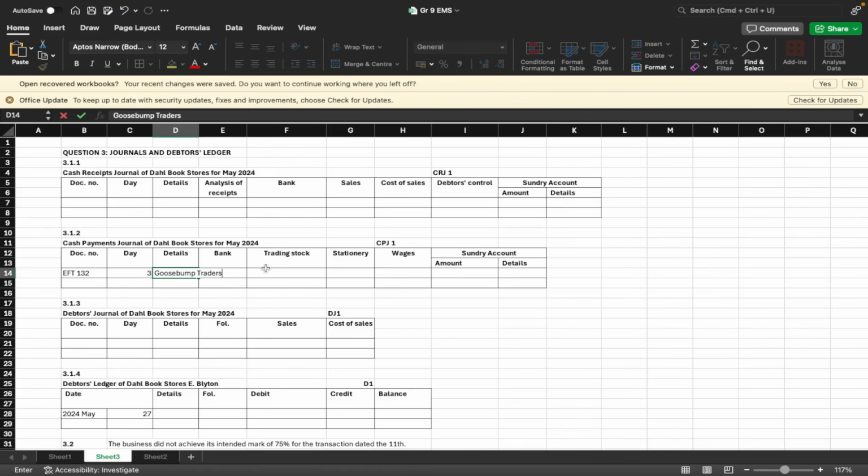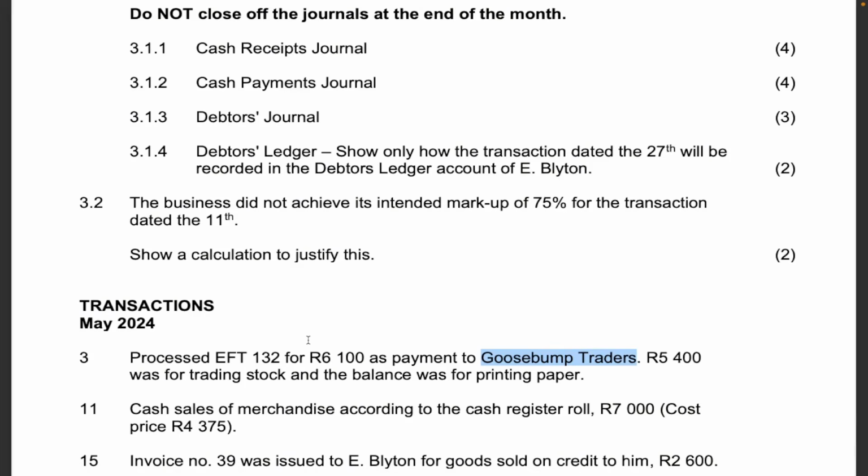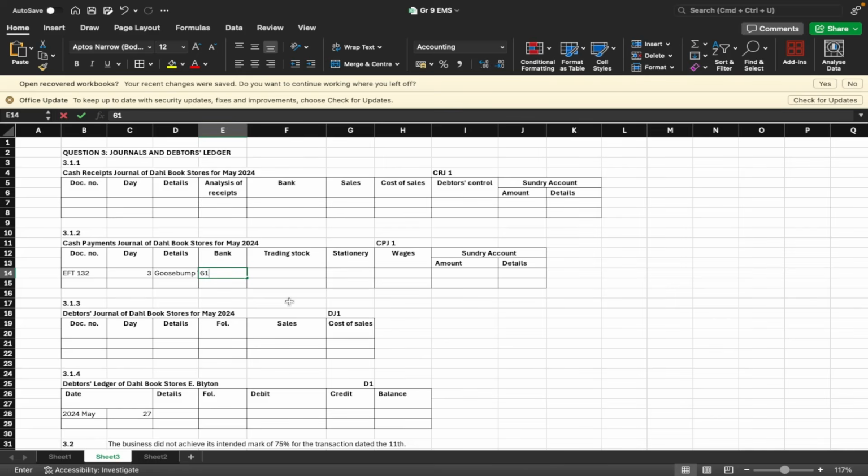And then how much do we put under bank? Well, we'll put the total amount that we paid out, and that would be this 6,100 Rand. So we're going to put the 6,100 Rand under bank here. And then trading stock and stationery, were we paying for trading stock? If that's the case, we put it there. Were we paying for stationery? If that's the case, we'd put it there. Were we paying for wages? If that's the case, we'd put it under wages. But if we are paying for something that we don't have a column for, that will go into the sundry account. I hope that makes sense.